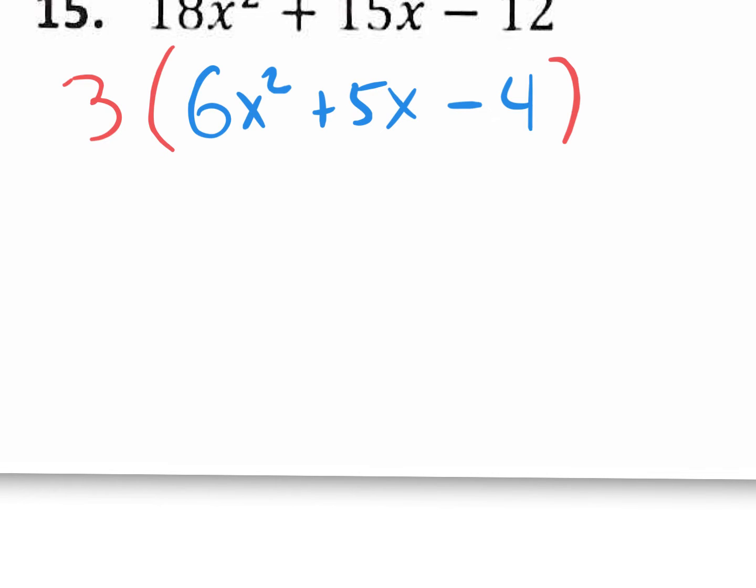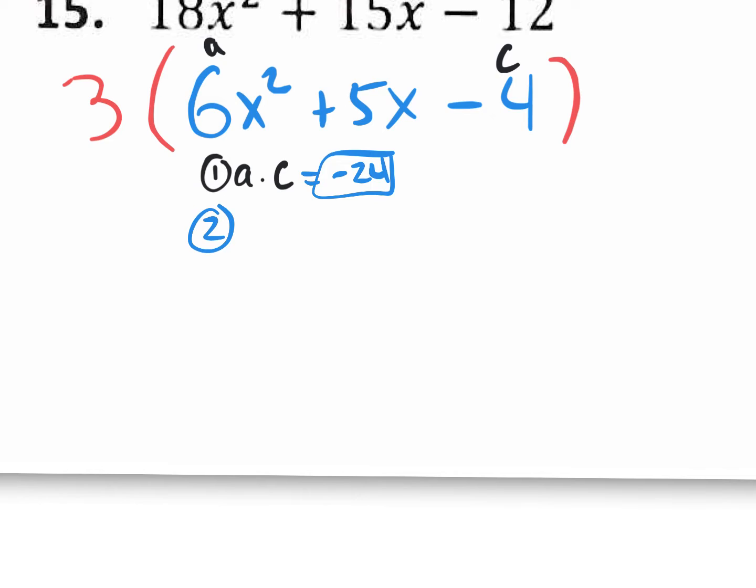But we do have an a value that's 6, not 1, which means we have to go through that multi-step process that we learned yesterday. You guys remember that? First step is to do a times c, where a is 6 and c is negative 4. Again, we're ignoring the outside 3. We're just focusing in on the blue quadratic trinomial. So what is a times c? That is negative 24.